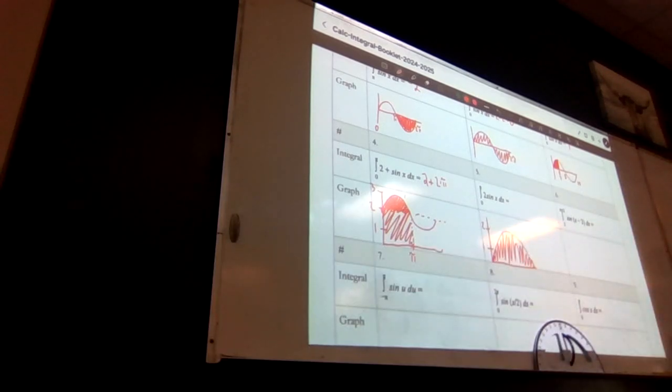What do we think that area is going to be? Cody? 4. It is going to be equal to 4. Very nice.